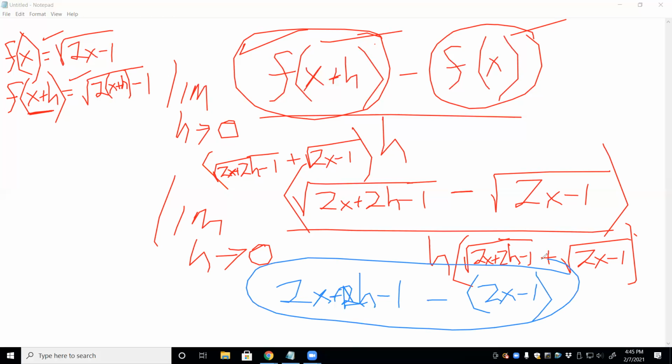In other words, the 2x minus the 2x, this minus 1 on the far right becomes a plus 1 because it's a minus. So the 1's go away. And what am I left with on the top? I'm left with 2h all over h. And then the h's go away. That thing goes to 2.